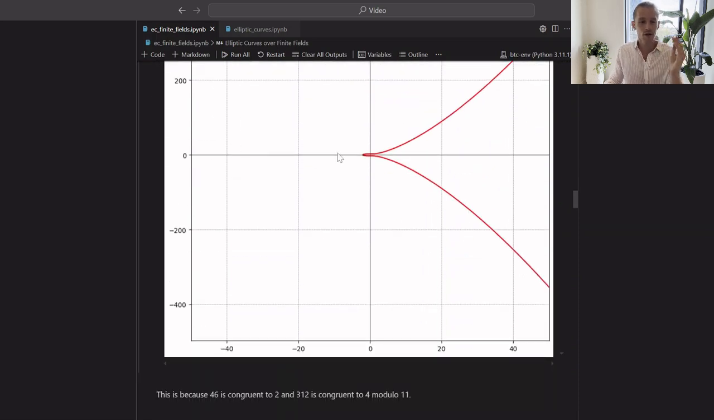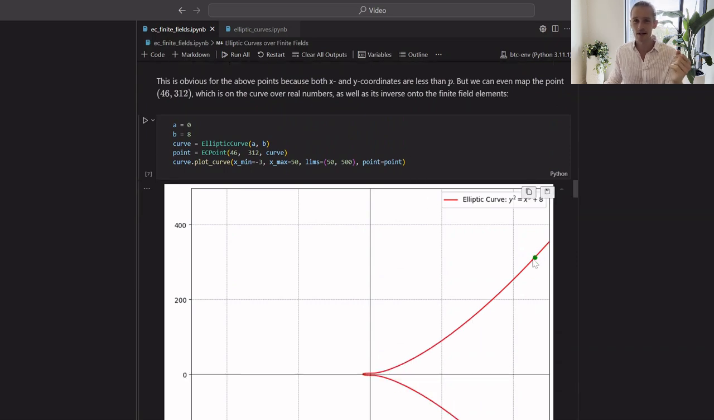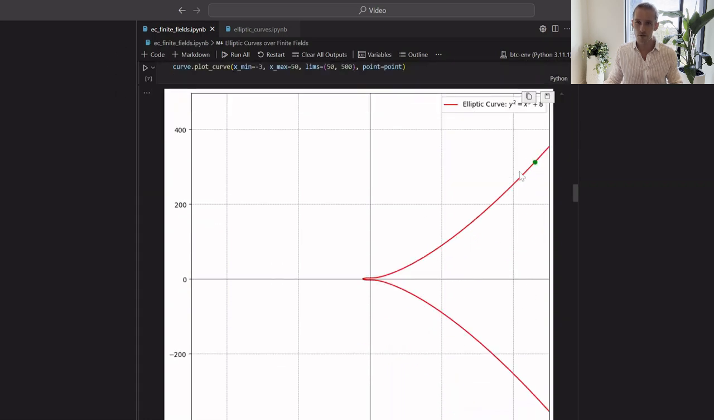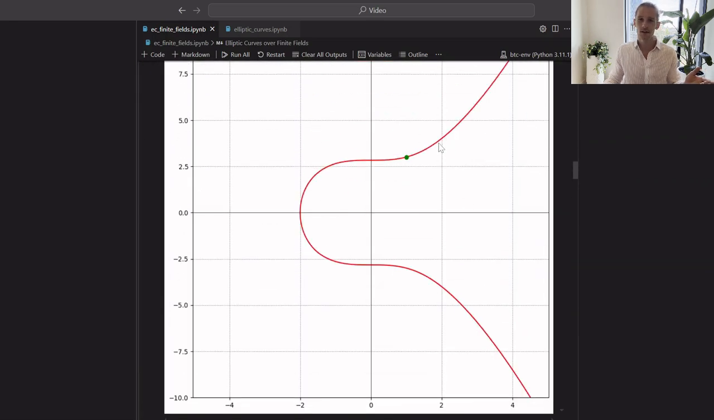But now here's the interesting thing. 46 and 312 modulo 11 are actually congruent to 2 and 4, meaning that when you take the x and y coordinates of this point here and compute them modulo 11, they collapse down to 2 and 4, because those are the remainders after dividing the x and y coordinate by 11. Meaning that for the elliptic curve over the finite field of 11, this point here with coordinates 46 and 312 is actually congruent to the point 2, 4, which is also on the same curve.